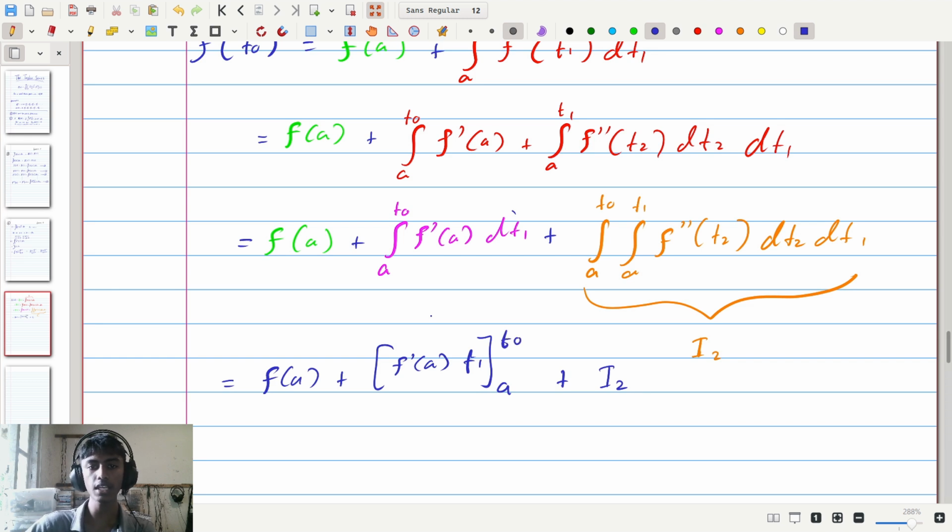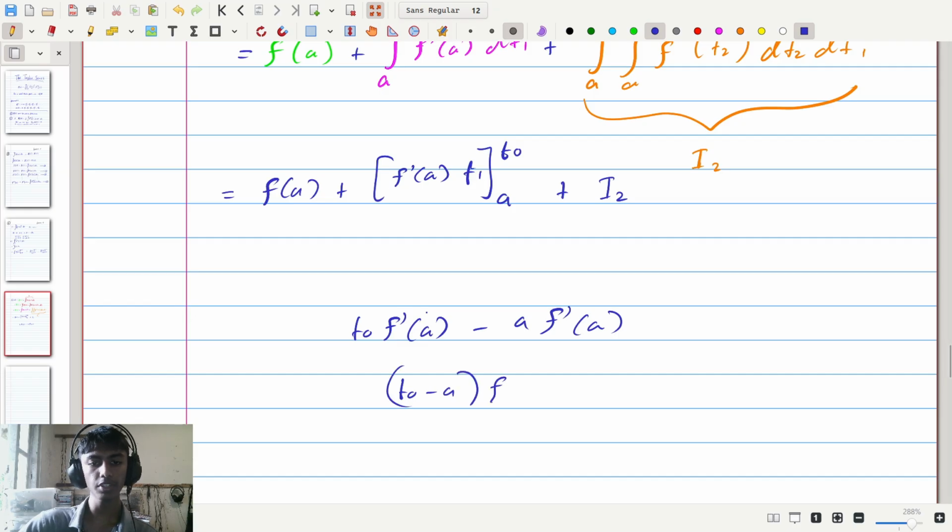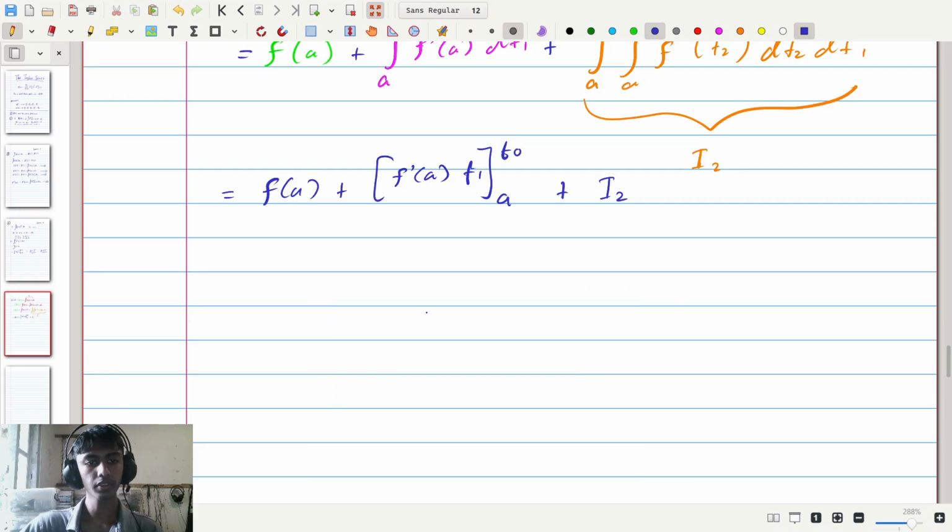So we are varying t1 from a up to t0 and taking this integral, which means this is the expression we get. Over here, this expression is going to be t0 times f prime a minus a times f prime a. What I'm going to do is factorize out the f prime a and write this as t0 minus a times f prime of a. So writing it down like that, I'm going to say this is equal to, and over here what we have is f of a plus, simplifying this thing, we have t0 minus a times f prime a plus I2.